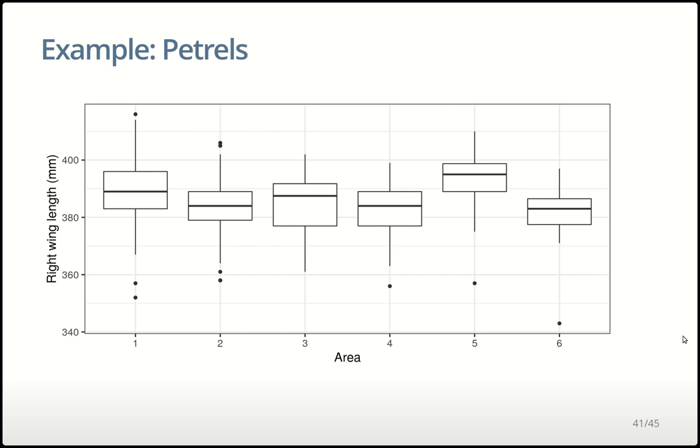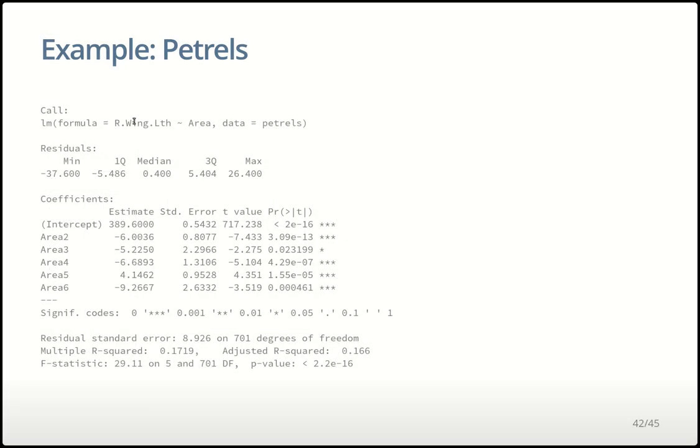Okay, and we kind of answered it in the first semester by computing a confidence interval for each group and then seeing whether they overlapped. But instead, we can actually get a p-value for that directly now from the linear model. So we fit our linear model. Does right wing length vary by area? Same way. We'll get 5 area effects, right?